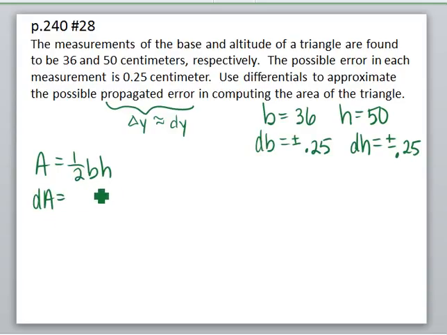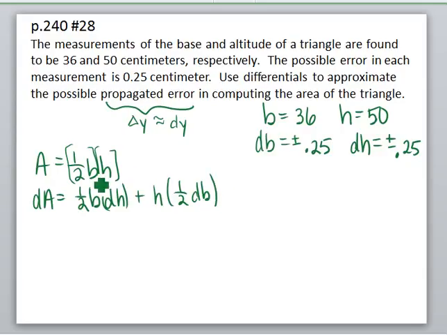So this is a product rule. I need to say 1/2 b, and I'll count this as my first term here, and then h as my second term. So first times the derivative of the second, which would be 1/2 b dh, plus the second, h, times the derivative of the first, which would be 1/2 db, because I'm taking the derivative of b.